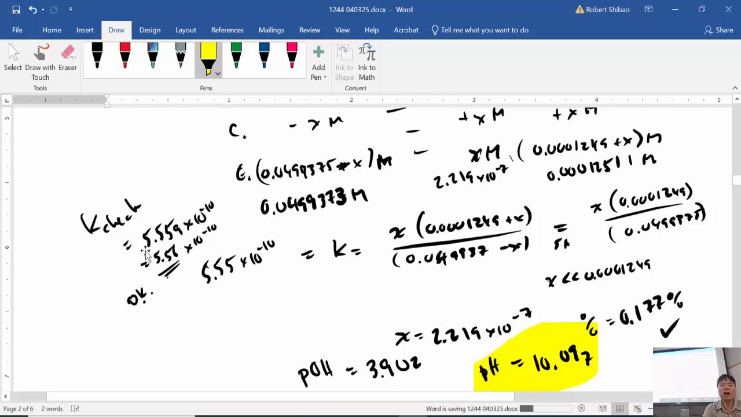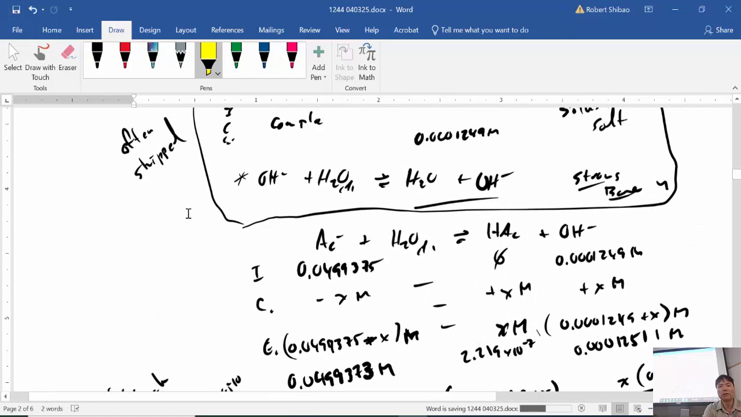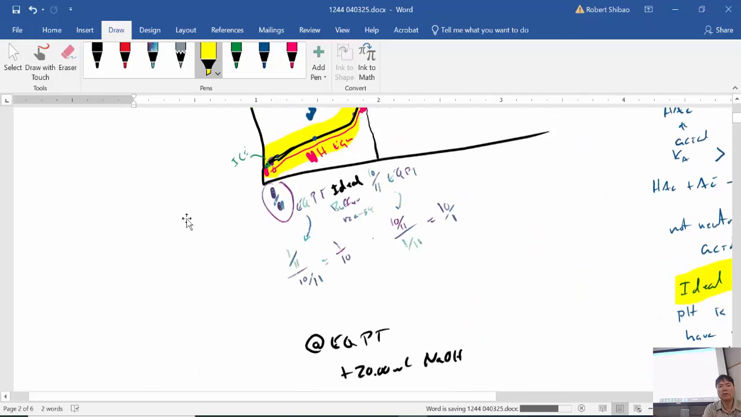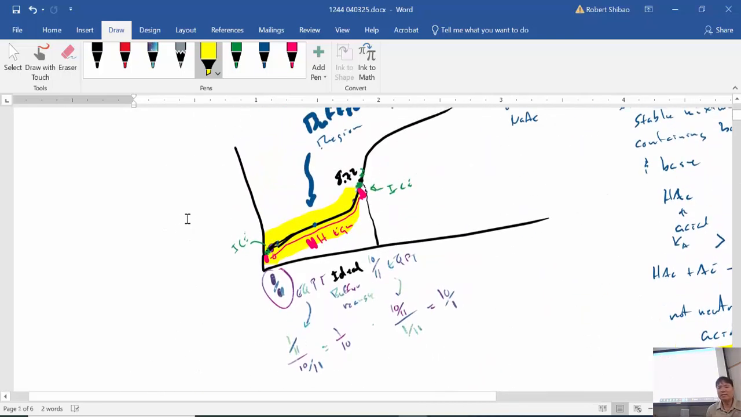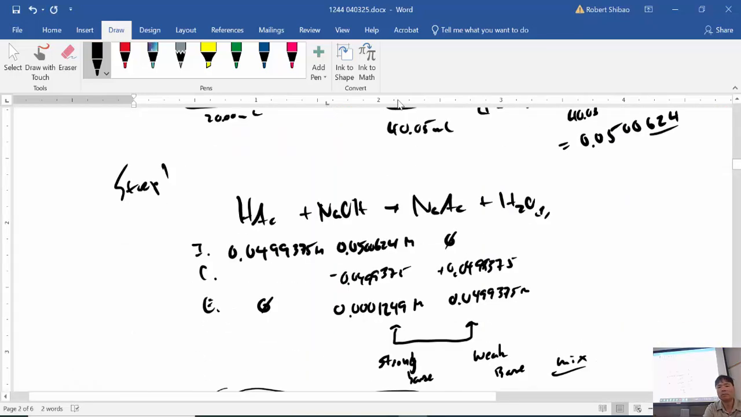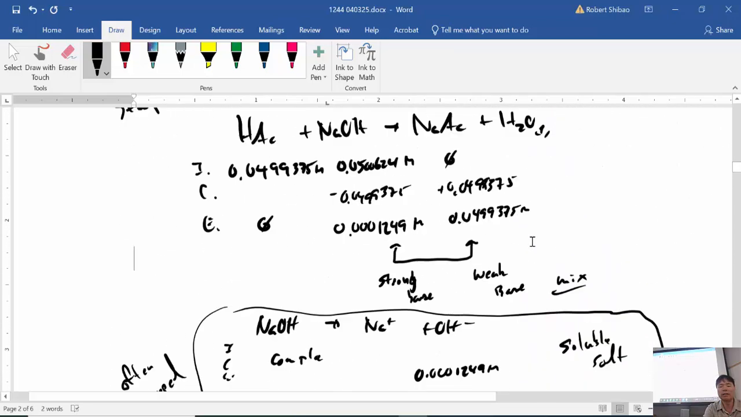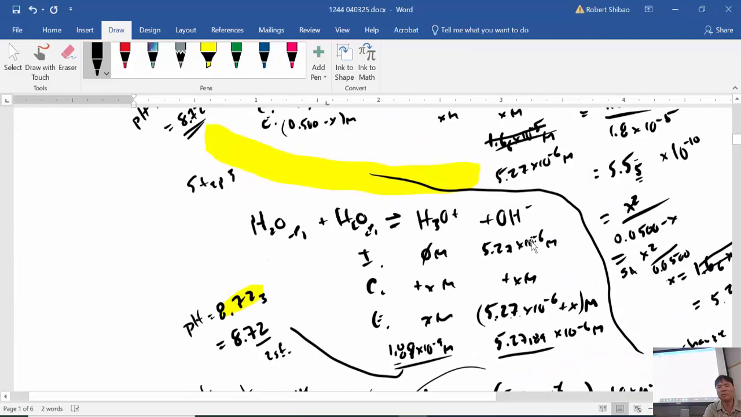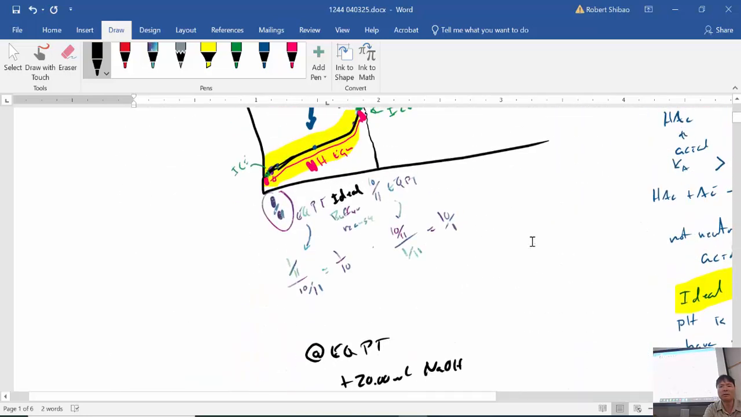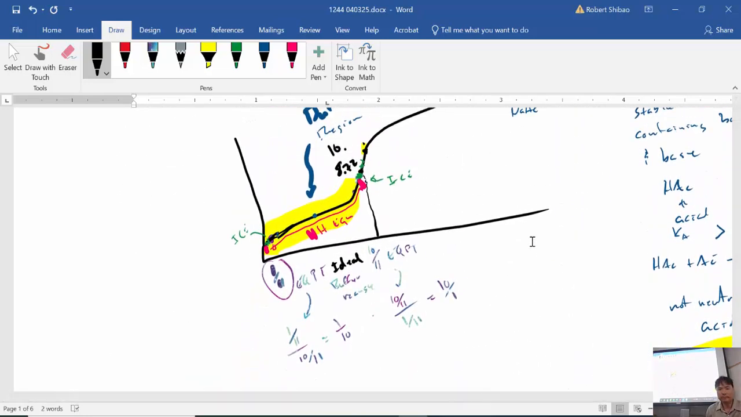So within one drop, how much did the pH increase? Let's go back here. So we're at 8.72, and then within one drop, we're now at pH 10.097. We've got to round up, 10.10. So we're at 10.10 within one drop.